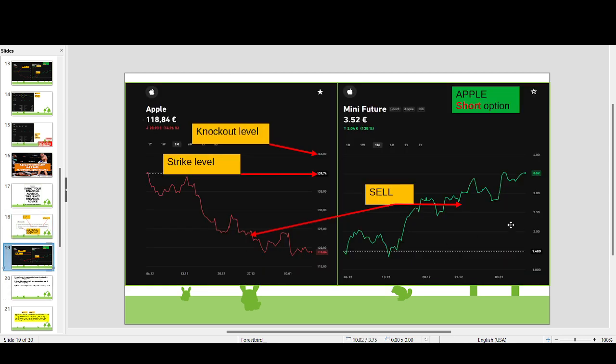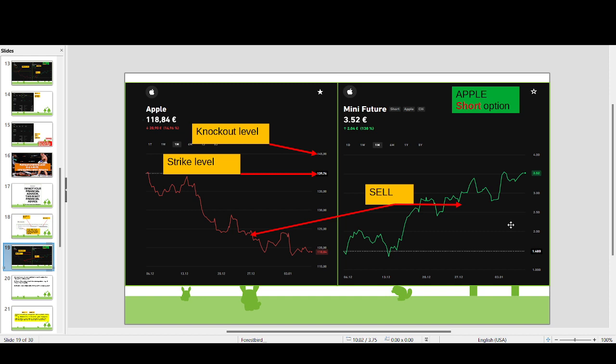So let's take a real example. On the left side, you have Apple stocks going down. You have the feeling that Apple stocks will go down, and now you bought a short option for Apple. Meaning you predicted that the price will go down, so the value of your short option will be going up. You also have the strike price. The strike price is 139, let's say 139.74, and the knockout level is 145.